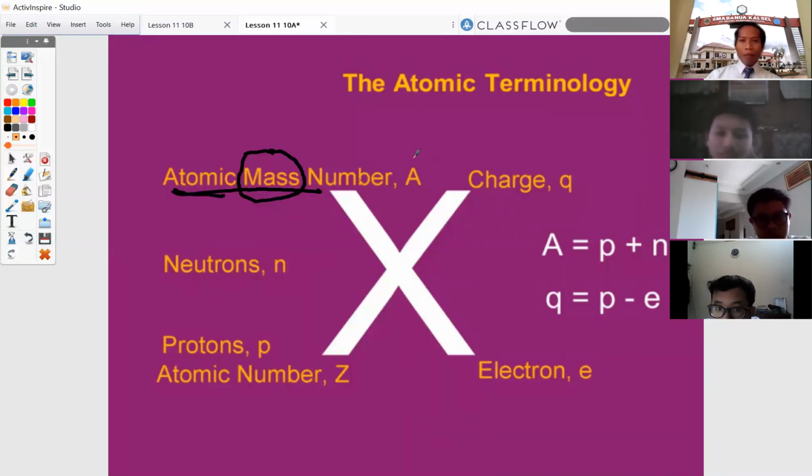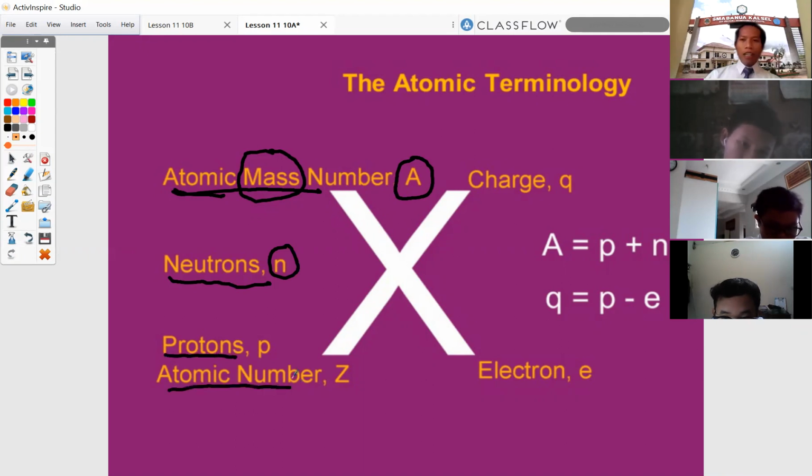It is denoted by A. And we have also neutron number, denoted by N. And we have also proton number, or sometimes called the atomic number. Proton number or atomic number, they are the same. If you are using proton number, then it is denoted by P. If you say atomic number, it is denoted by Z. But the numbers are the same. Proton number is equal to the atomic number.